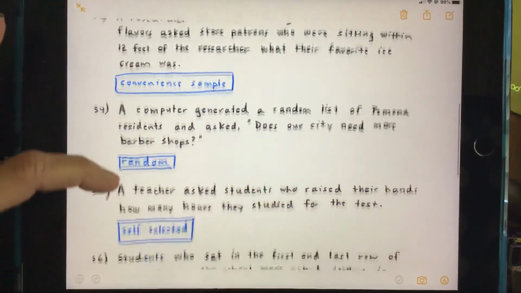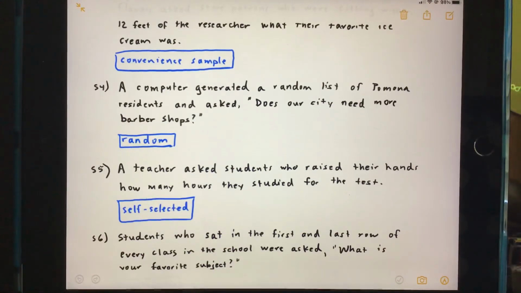Sample 4. A computer generated a random list of Pomona residents and asked, does our city need more barbershops? Well, that would be a random sample because people were selected at random. Everyone in Pomona had an equal chance of being asked, and the computer simply picked randomly. So that's a random sample, which is always a good choice to use when you want to find out what's happening in an entire population.